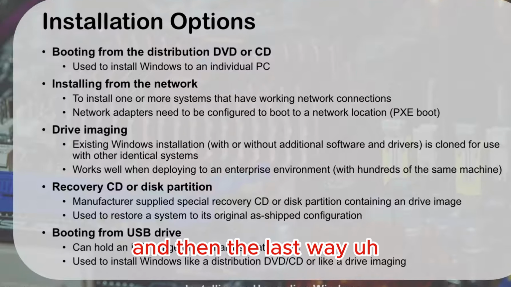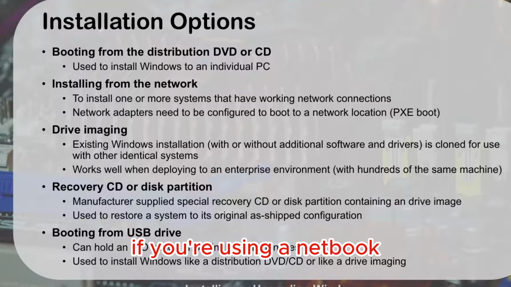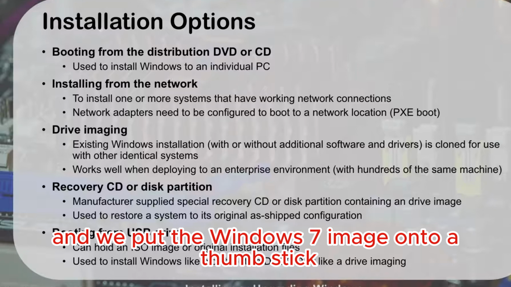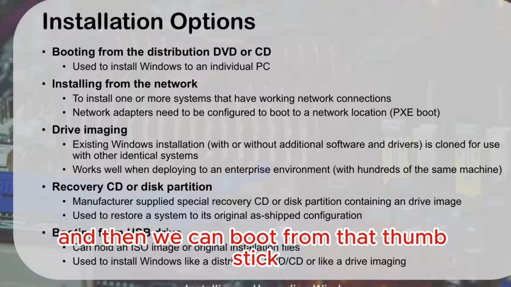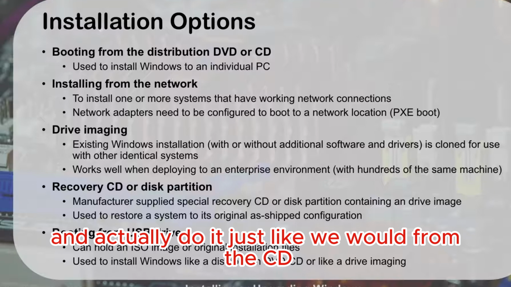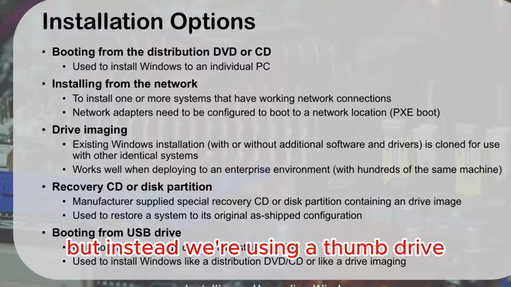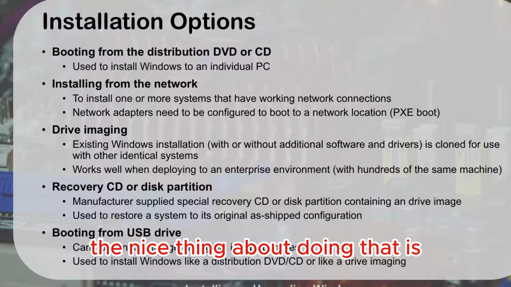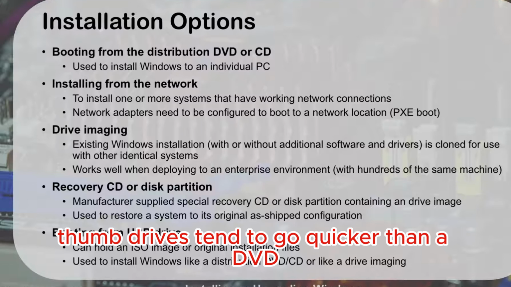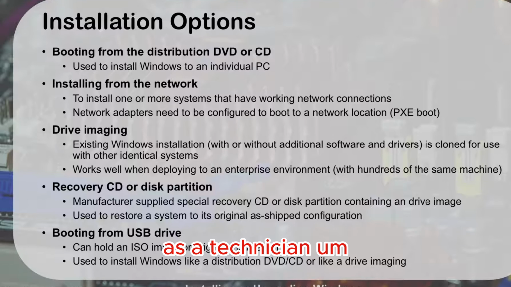And then the last way, which you're going to have to use if you're using a netbook, is you're going to boot from a USB drive. So we take that image and we put the Windows 7 image onto a thumbstick, and then we can boot from that thumbstick and actually do it just like we would from the CD, but instead we're using a thumb drive. The nice thing about doing that is thumb drives tend to go quicker than a DVD, and they're smaller to keep in your pocket as a technician.